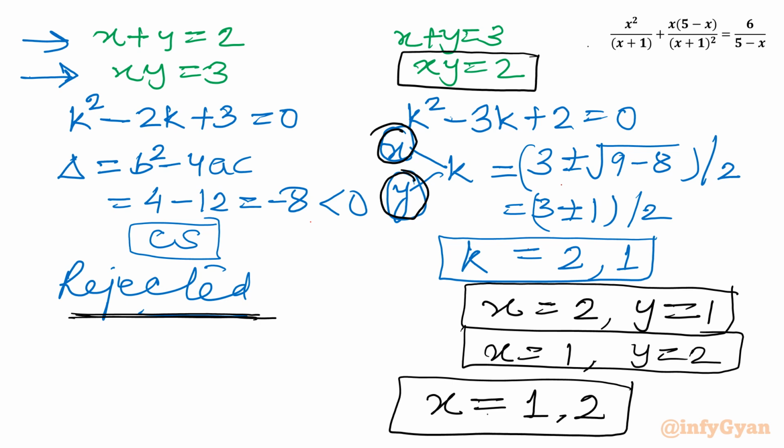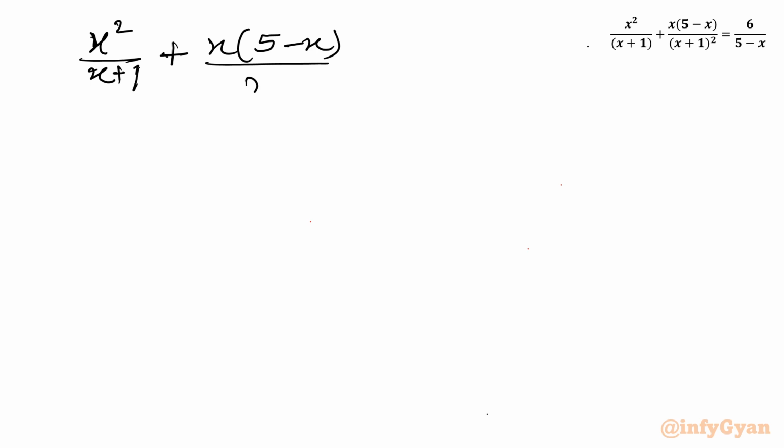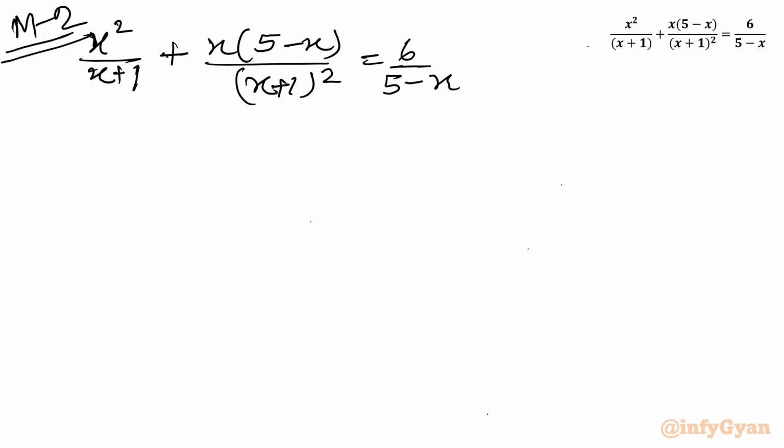Now let's consider the conventional method, method number 2. Let me write our quartic equation first. So the equation was, if I write the general first one, x square over x plus 1, then I will be writing simplification plus x times 5 minus x over x plus 1 whole square equal to 6 over 5 minus x. This is our method number 2. Now I can multiply both sides with x plus 1 whole square times 5 minus x. Once I multiply, I will have one quartic equation.